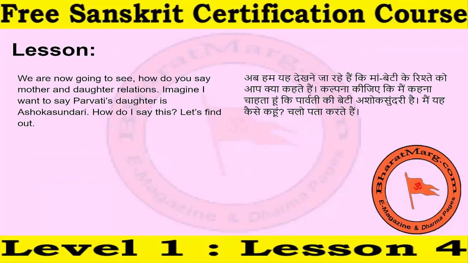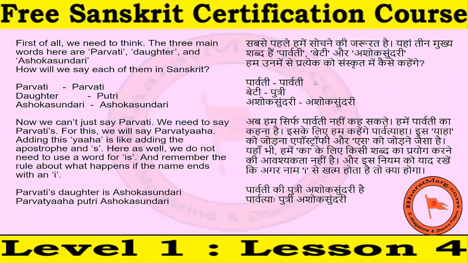We are now going to see how do you say mother and daughter relation. Imagine I want to say Parvati's daughter is Ashoka Sundari. How do I say this? Let's find out. First of all, we need to think. The three main words here are Parvati, daughter, and Ashoka Sundari. How will we say each of them in Sanskrit? Parvati will be said as Parvati, daughter is Putri, Ashoka Sundari is Ashoka Sundari. Now we can't just say Parvati, we need to say Parvati's. And the same rules apply as last time. You need to add Yaha, and there isn't a word for is, as well as the fact that the name ends in I, so we're dropping the I. Parvati's daughter is Ashoka Sundari, Parvatyaha Putri Ashoka Sundari.